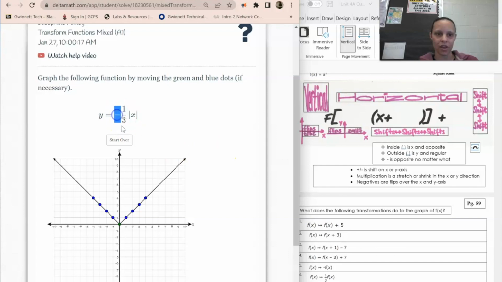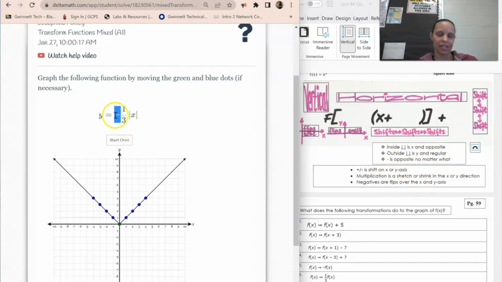I have this negative outside and I have this 1/3 outside as well. All right, so I'm going to start with this negative. I'm going to ask these questions. Is it inside, outside, or is it a negative? It's a negative. All right, negative is opposite no matter what. So keep that in mind. Then you go to this. Is it adding and subtracting? Nope. Are you multiplying? Nope. It's a negative. Negatives are flips over the x and the y axis. And we just said it's opposite no matter what. So it's flipping opposite of what you think.